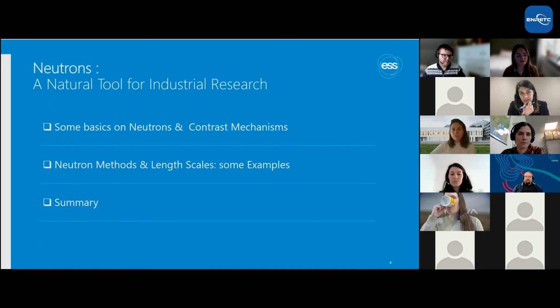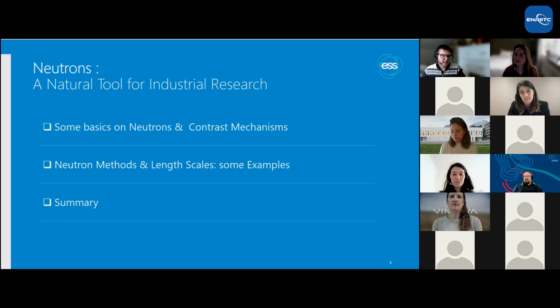I will cover some basics about neutrons and the different contrast mechanisms that they can provide. Then I will say what neutron methods we typically use and at what length scales they operate. For that, I will then show you a small subset of examples and use cases. And based on that, we can hopefully engage in some discussion afterwards and some coffee.